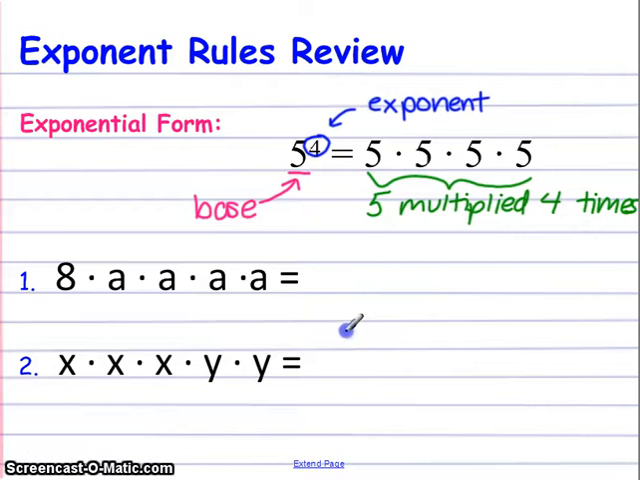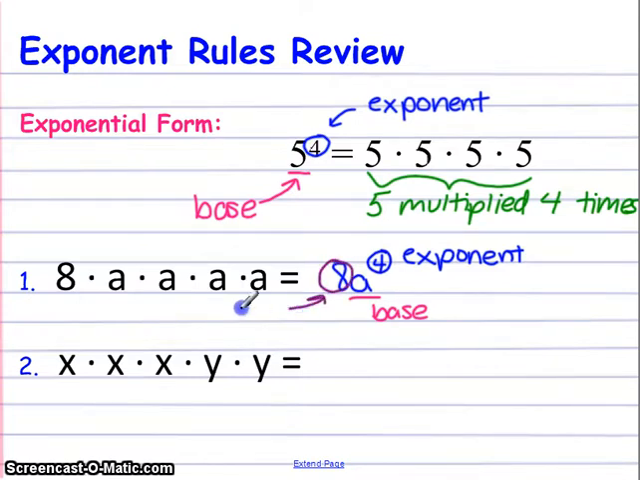So here are a couple examples of exponential form. If you have 8 times a times a times a times a, we could write this shorthand as 8 times a to the 4th, because a is being multiplied by itself 4 times. In this case, the a would be the base, the 4 would be the exponent, and that 8 out in front, you could think of like another base, but typically what we would call it is simply a coefficient. So it's the coefficient on a to the 4th.